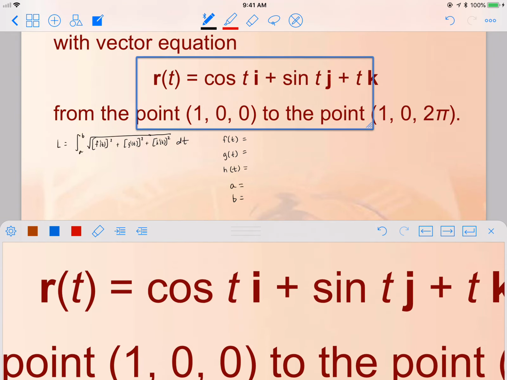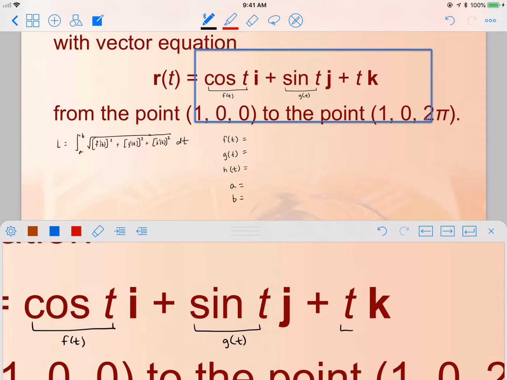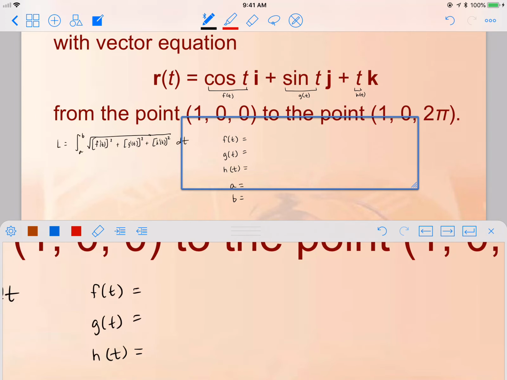Okay, f of t is just going to be cosine t. G of t is going to be sine of t. And h of t is just going to be t. Okay, so we'll put cosine of t, sine of t, t.